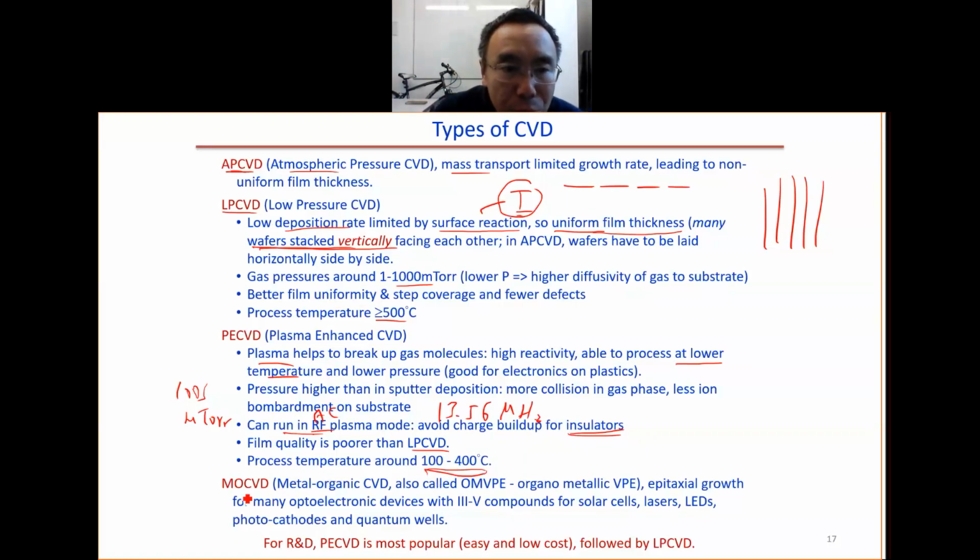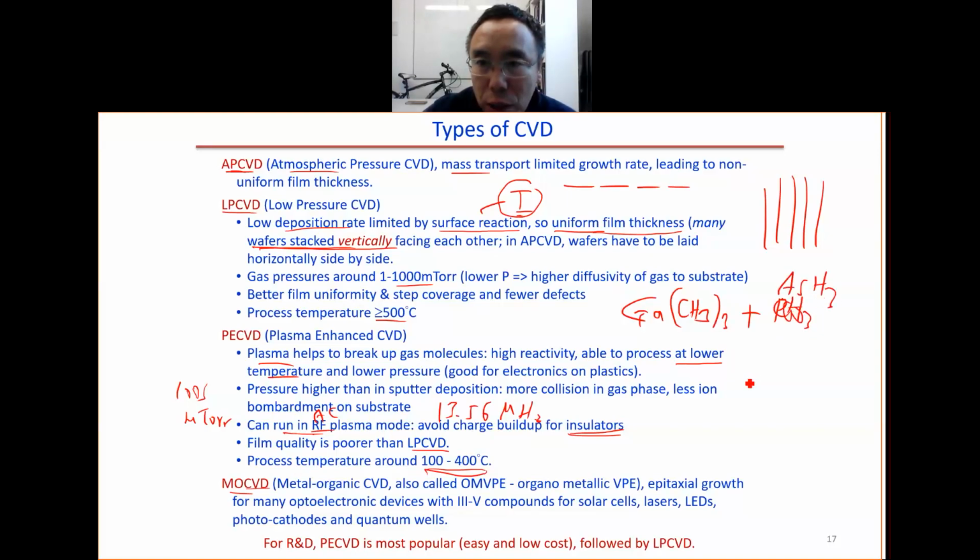The last one is metal organic chemical vapor deposition. Why is it called metal organic? For example, we talk about this one: gallium plus, now this one, AsH3 to form gallium arsenide. Gallium is metal, CH3 is organic, so it's called metal organic.